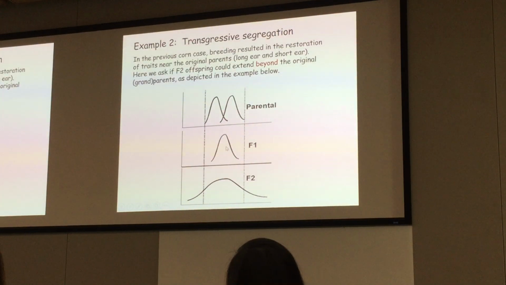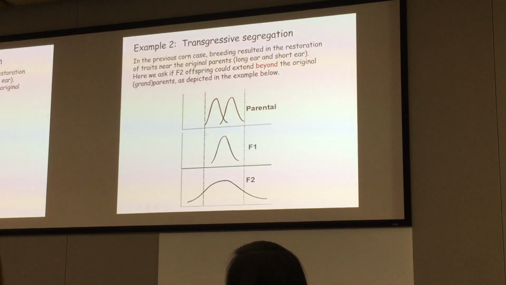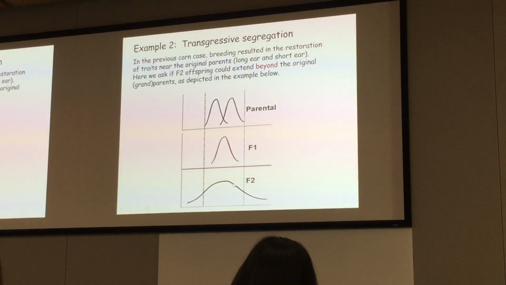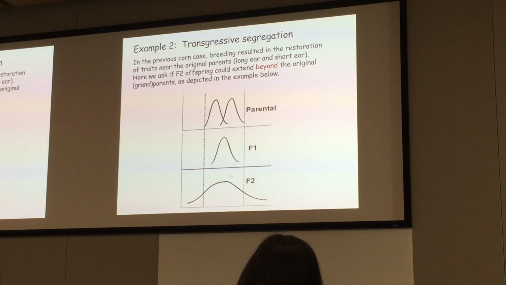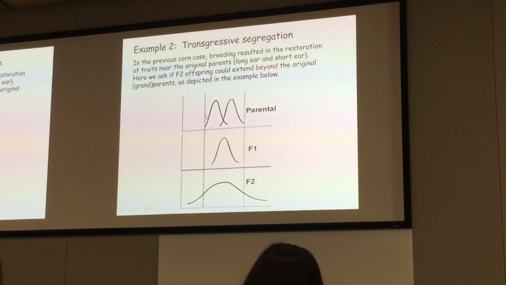Nothing has changed compared to the corn ear example, right? We get some alleles from this parent, some alleles from this parent. All the F1s have exactly the same genotype. They have an intermediate phenotype due to how those alleles are adding up to produce the phenotype. We cross these, and we get a phenotypic curve that spreads way out. And in this case, the idea is to show you that it spreads way out even past the original grandparents here.